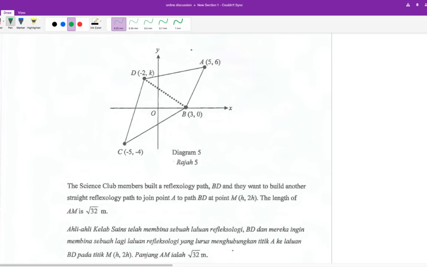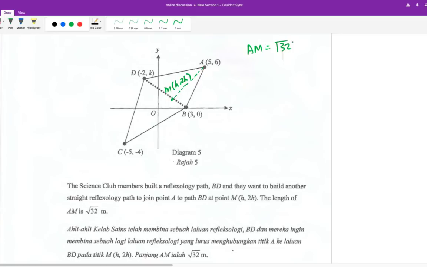built a reflexology path BD, and they want to build another straight reflexology path from the point A. So basically it's just some path, okay, A to BD, and then at the point M, find the length of M. I do not know where M is, I just assume it's somewhere, maybe somewhere here. Okay, you have a coordinate M here, and at M you have the coordinate h and 2h. Alright, this one actually is quite tough for some students. So I know AM, the distance of AM, is square root 32.